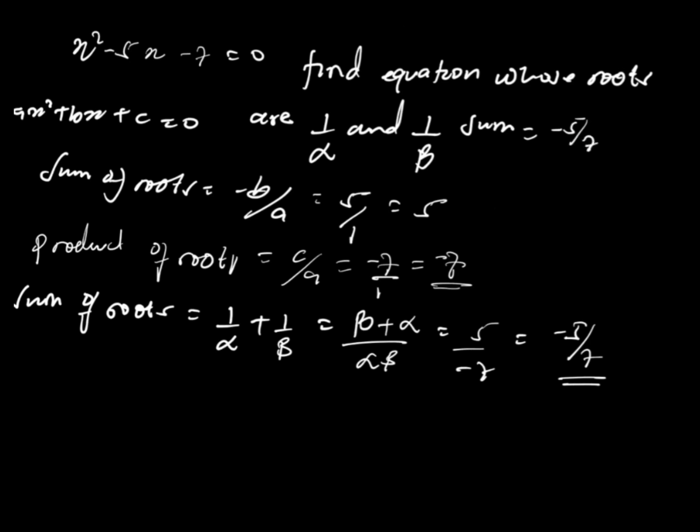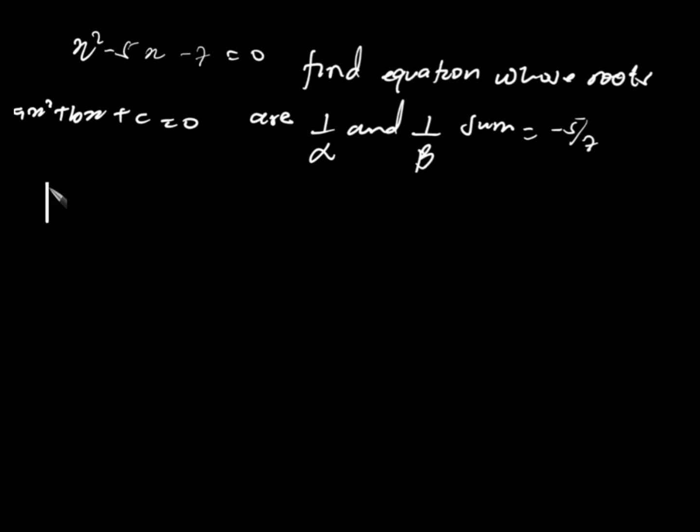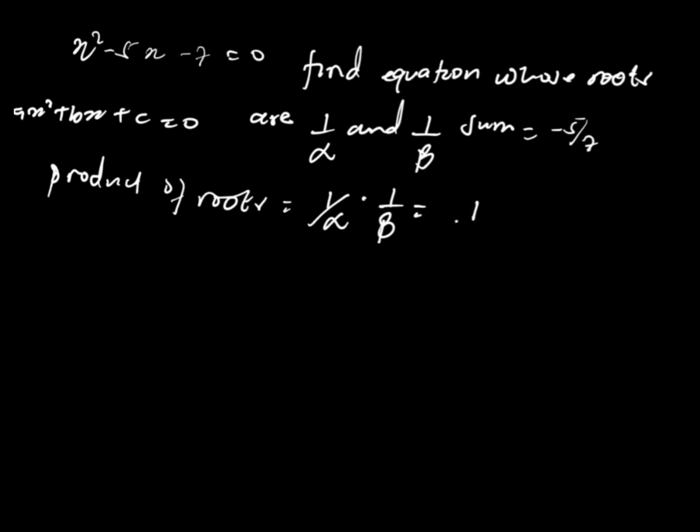Now let's try to find the product of the roots. For the product of roots, we know that this would be equal to 1 out of alpha times 1 out of beta, of which in this case I'm going to have 1 out of alpha beta, which would be equal to, as we obtained recently, negative 7, and therefore I'm going to have here negative 7, and therefore this is going to be negative 1 out of 7.